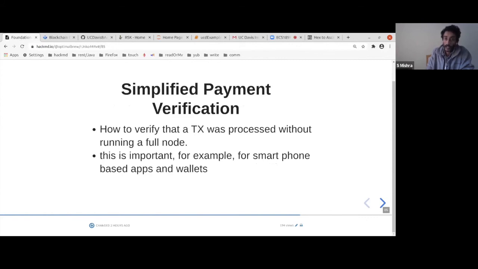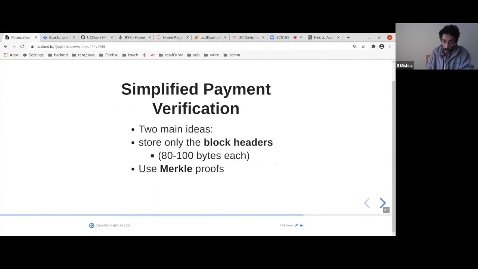Okay. And the idea in Satoshi's paper is called SPV, Simple Payment Verification, is based on 2 concepts. One, the app that you're using only needs to store block headers, not entire blocks. The entire blocks can be pretty big.